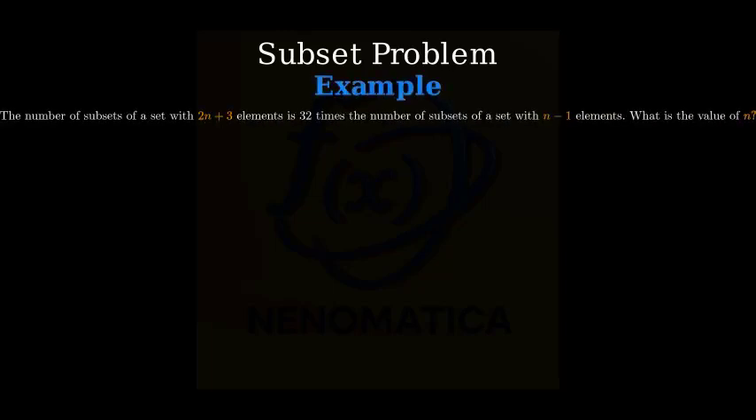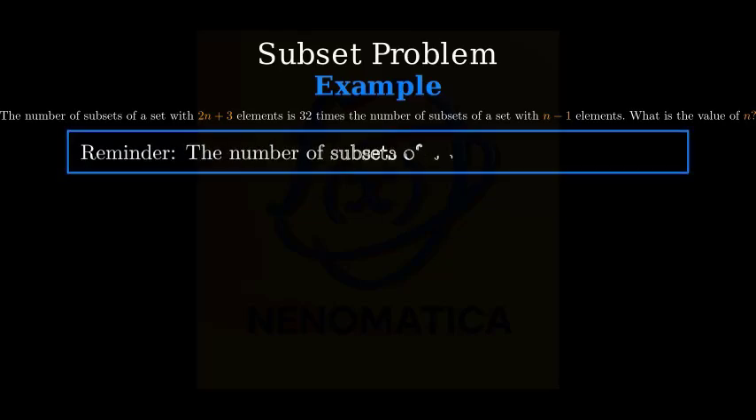In today's video, we'll solve a problem involving the number of subsets of sets with different numbers of elements. Here's our example. The number of subsets of a set with 2n plus 3 elements is 32 times the number of subsets of a set with n minus 1 elements. We need to find the value of n. First, let's recall an important fact. The number of subsets of a set with n elements is 2 raised to the power of n.